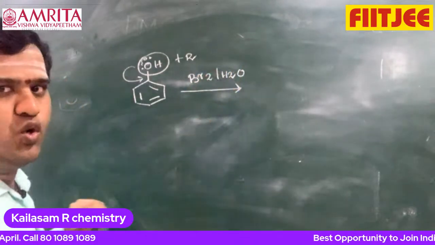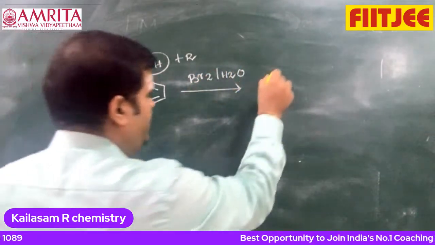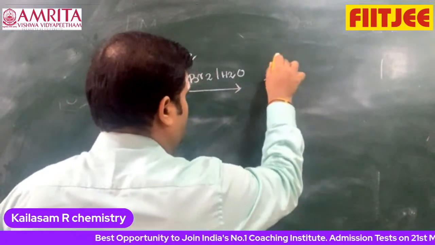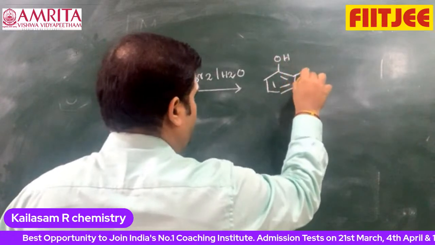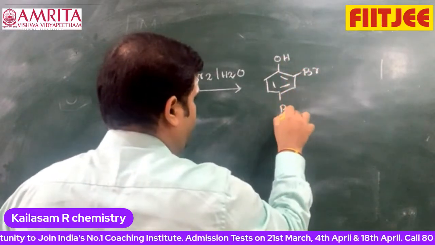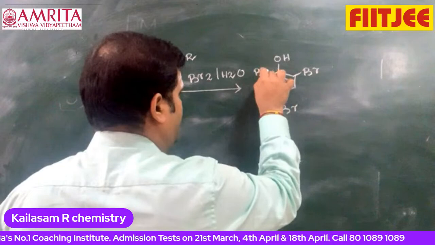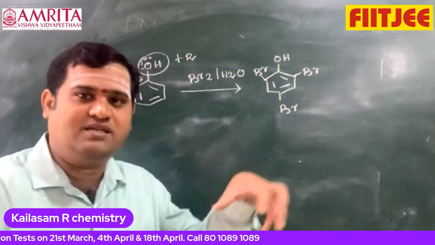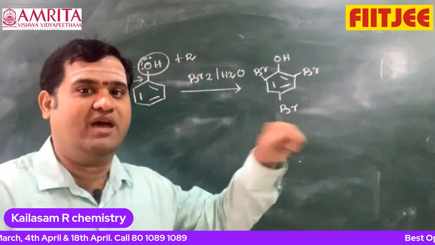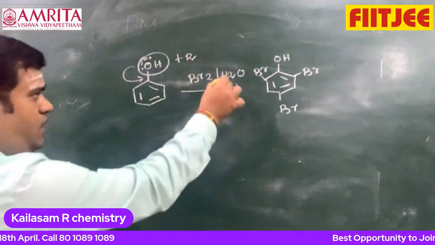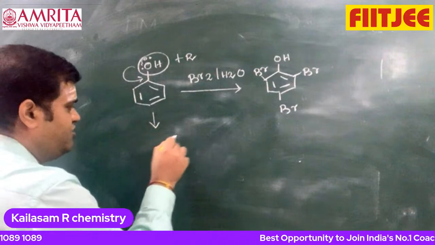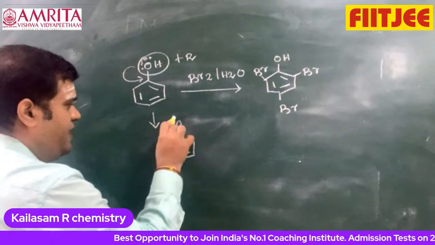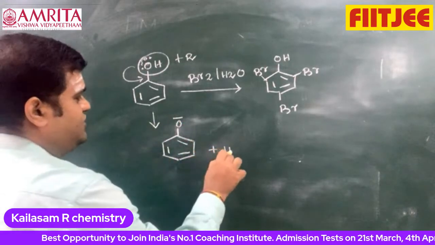Here, with Br2 and H2O, what is going to happen? I am going to get OH with Br, Br, and this is Br. What I got is tribromophenol. So how did we get tribromophenol? What is the logic behind this? Very simple. In water, what will happen? Phenol gets ionized: O minus plus H plus.